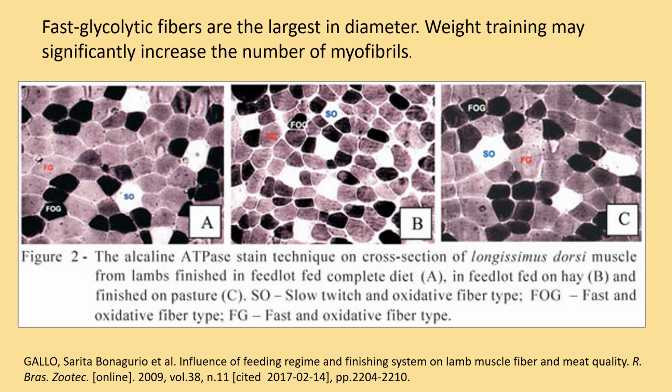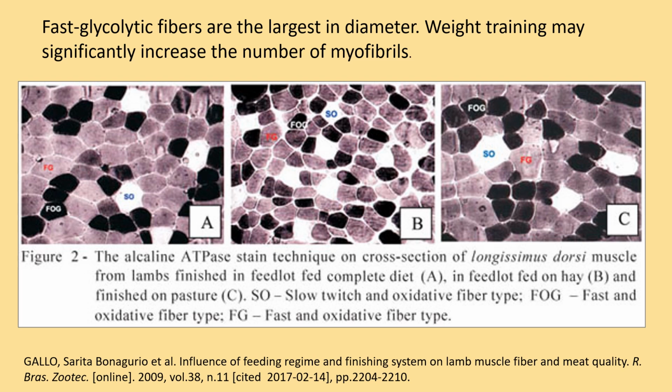Here we see an image published as part of a scientific report titled Influence of Feeding Regime and Finishing System on Lamb Muscle Fiber and Meat Quality. The content of this paper is not so important for us, but I'm showing it here as an example of 3 different muscle fiber types. And most importantly for us right now, we can see that muscle fibers differ in diameter. How wide are they? We will continue this discussion to talk about the differences between the FG fiber types, the FOGs, and the SOs, but I do want to point out that there are differences in diameter.